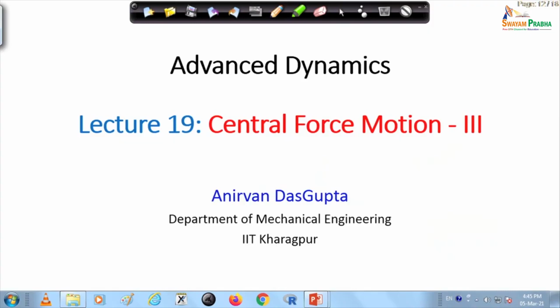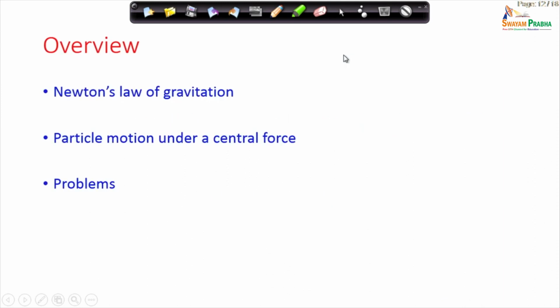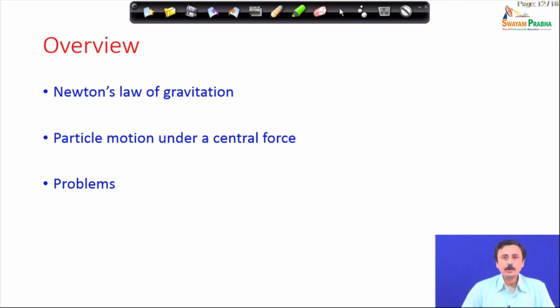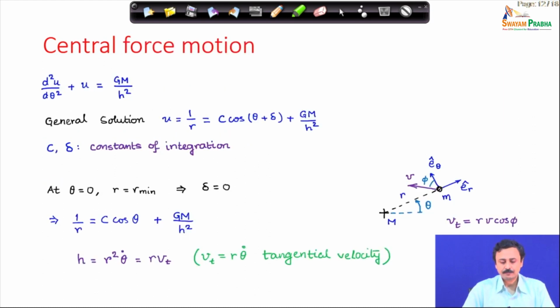In this lecture, we are going to continue our discussions on central force field motion, and we are going to look at some problems. Overview is that we will recapitulate some of the essential points of motion of a particle in a central force field, and we will look at some problems, application of these relations.